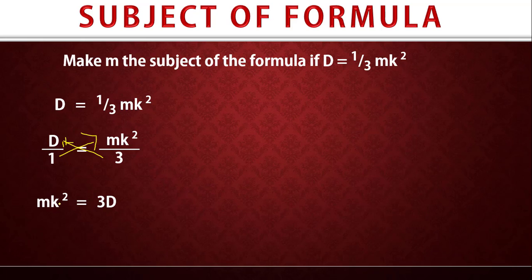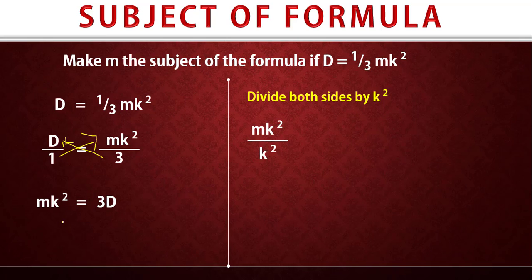You can see that we have k squared there. So this simply means m times k square. In order for us to remove this k square, all we need to do is divide both sides by k square. When we divide both sides by k square, we're dividing the left hand side by k square and the right hand side also by k square, and we have mk square all over k square equals 3d all over k square.